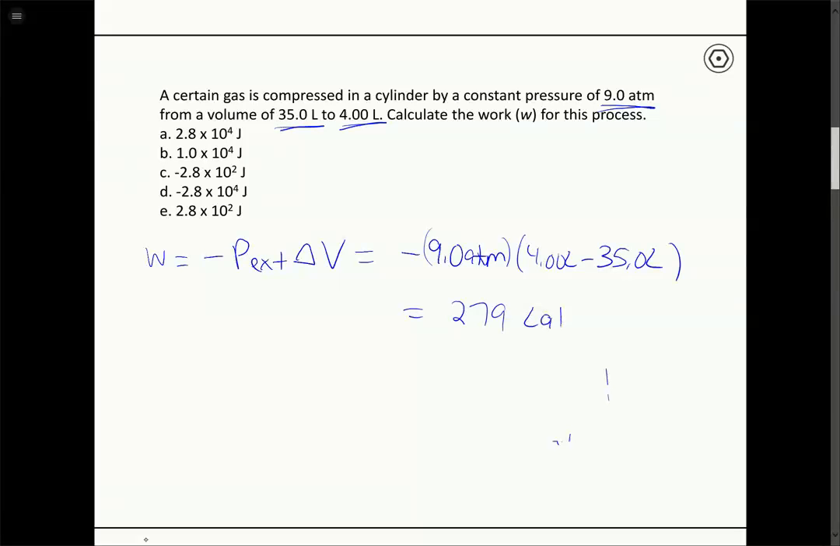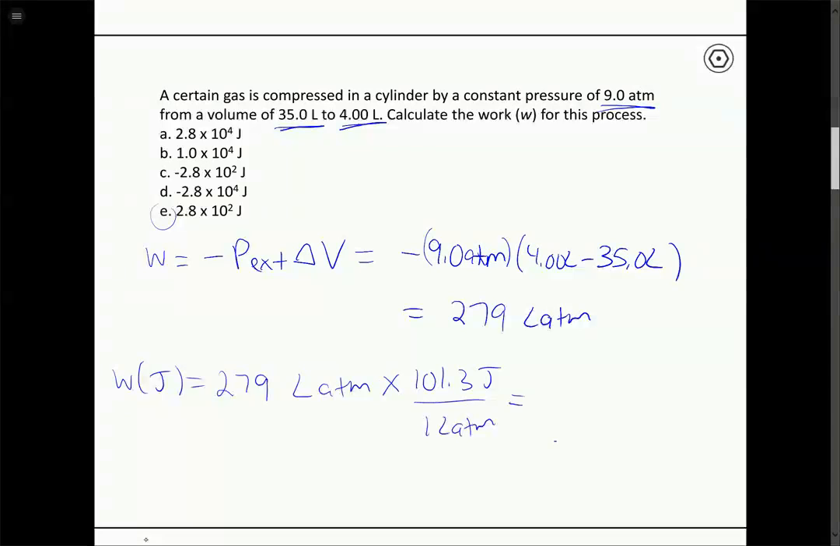liter atmospheres. And this is obviously not a very standard way to report work or energy changes, which are going to be in joules or kilojoules most often. So 279 liter atmospheres, all of our answer choices are in joules, so we have to convert it. So the work in joules is going to be 279 liter atmospheres. And many of you that got this problem wrong picked choice E, which would be without converting it. Remember that this answer here has the units liters times atmosphere. So to convert that, the conversion, which I gave to you in class, is 101.3 joules per liter atmosphere.